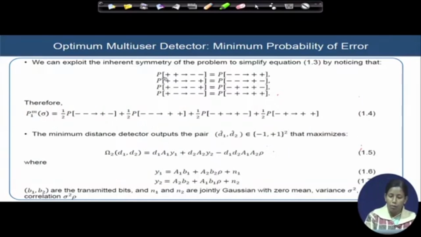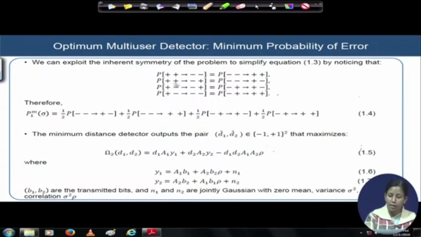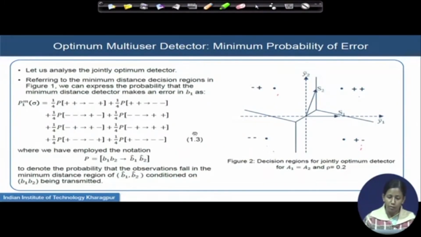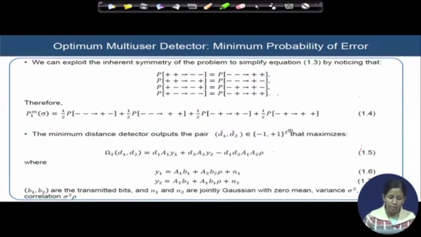For example, the probability of finding that double plus signals were transmitted, but wrongly detected as double minus, is equivalent to double minus transmitted and detected as double plus. Double plus transmitted and minus plus detected is equivalent to double minus transmitted and plus minus detected. Similarly, these two probabilities are also equal. So, if I substitute this in equation 1.3, then we will be ending up here.